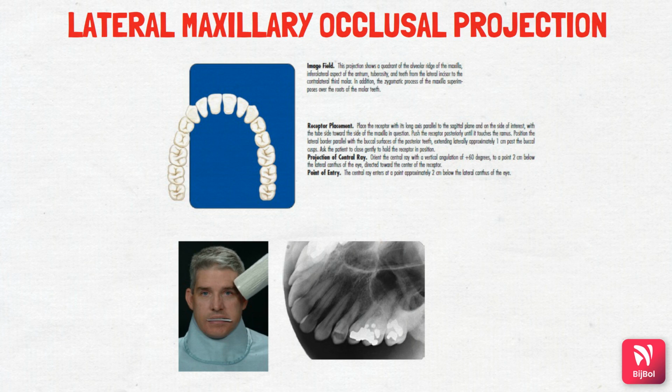Orient the central ray with a vertical angulation of plus 60 degrees to a point 2 cm below the lateral canthus of the eye, directed towards the center of the receptor. The point of entry is where the central ray will enter at a point approximately 2 cm below the lateral canthus of the eye.